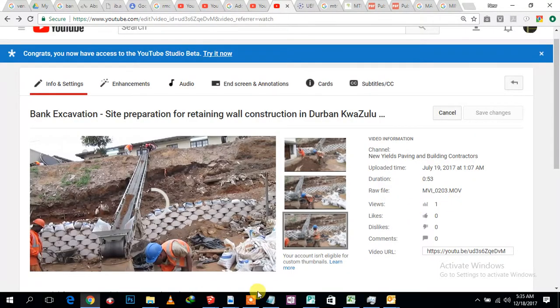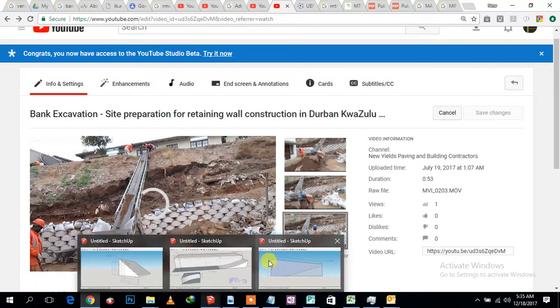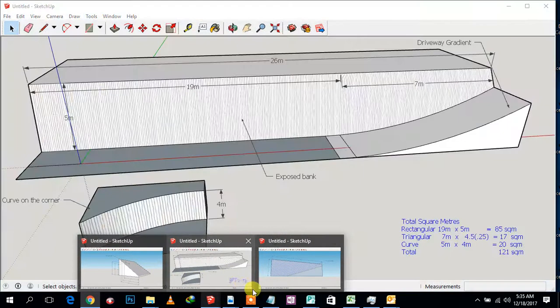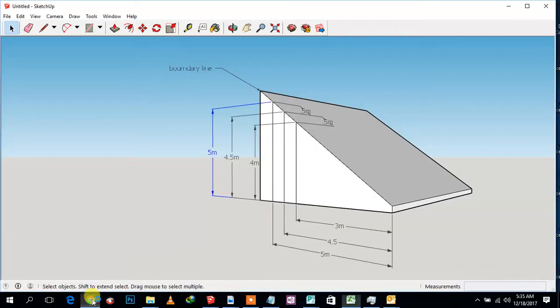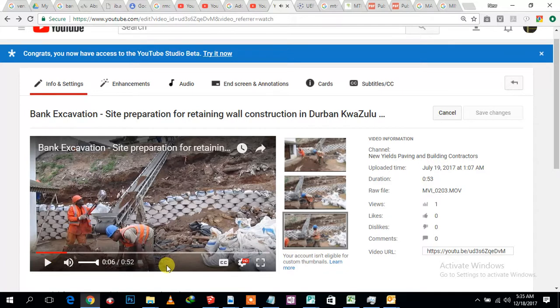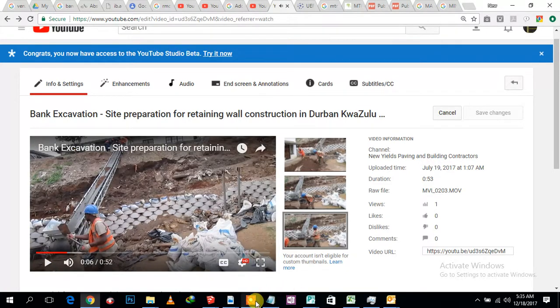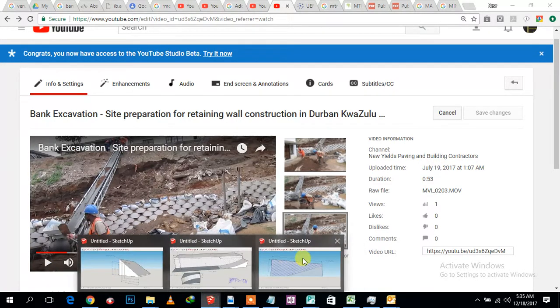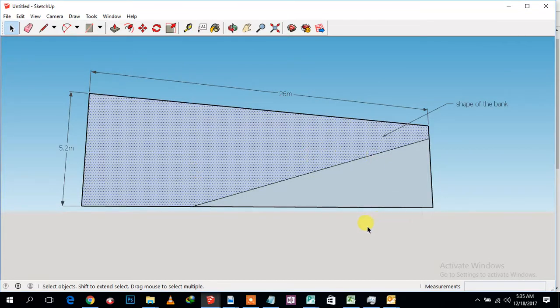Welcome back. I wanted you to have a look at how the conveyor works. I'm standing at the neighbor's side. This is how the bank looks.